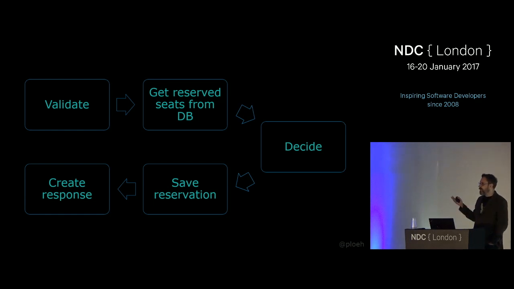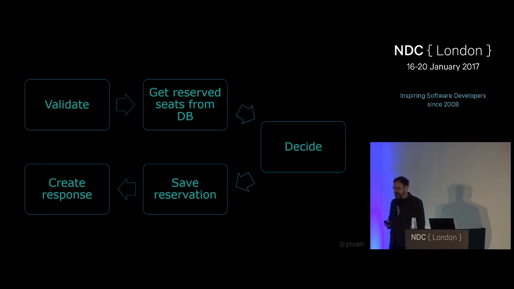And we might shortcut in various ways here. For example, if validation fails, we'll just return a response right away and not do the other things. And also, if we decide to reject the reservation, there's no need to save the reservation, but we'll still need to create an HTTP response. So that's basically what I want to do here.